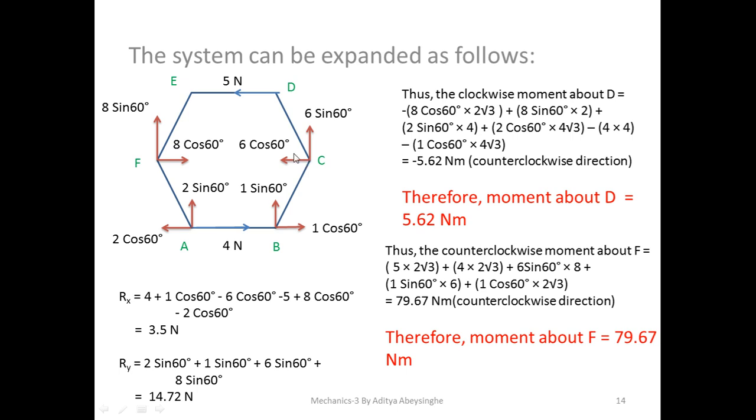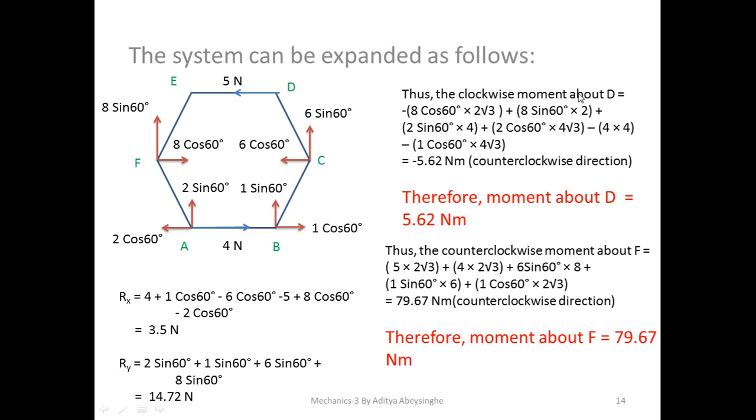This minus 5.62 Newton meters indicates that the moment is in the counterclockwise direction, because you know that the moment is actually a vector. So if you get a minus value for the moment, you have to change the direction. I have considered the clockwise moment, so since we have obtained a minus value, you can say that the moment about point D is 5.62 Newton meters, but that is in the counterclockwise or anticlockwise direction.